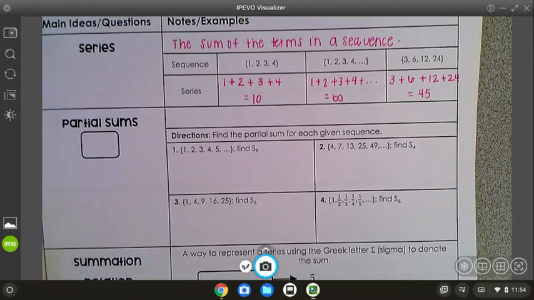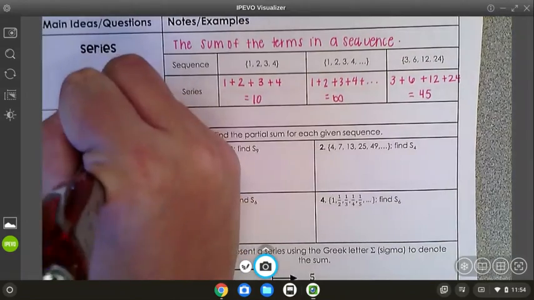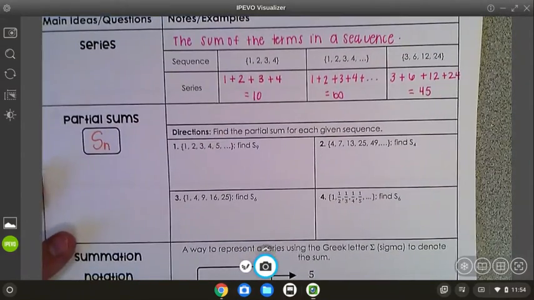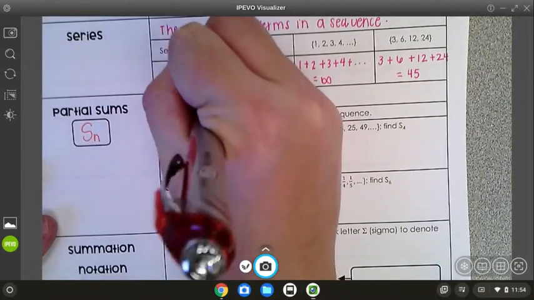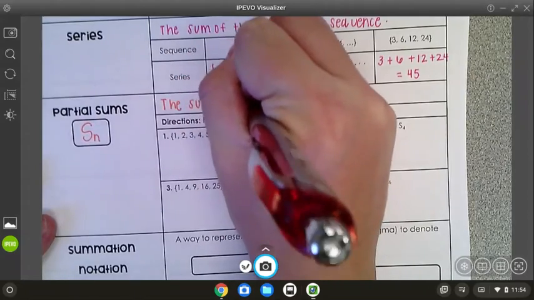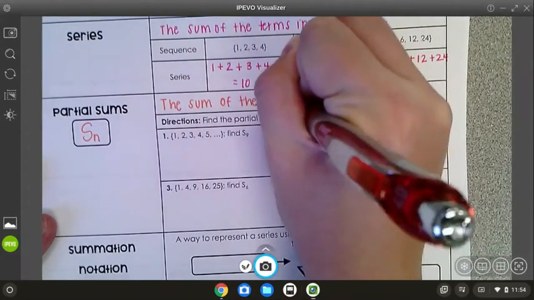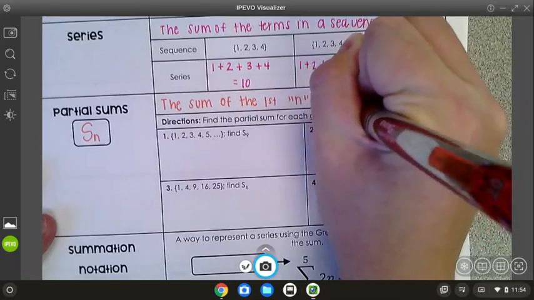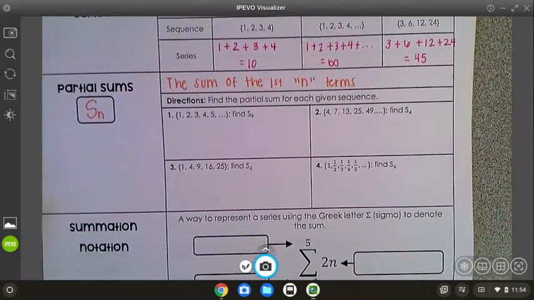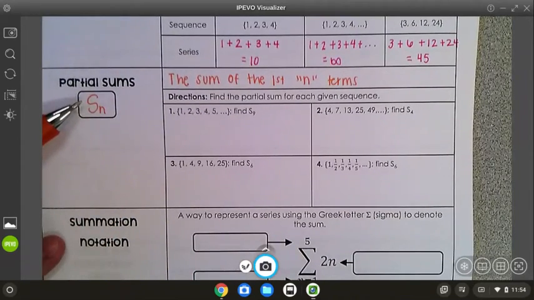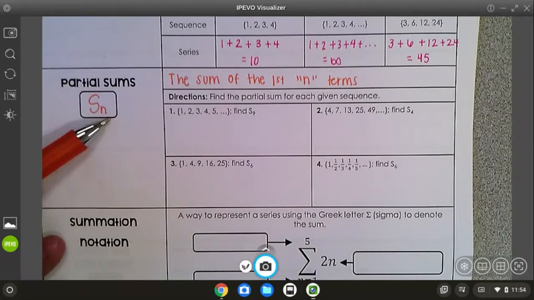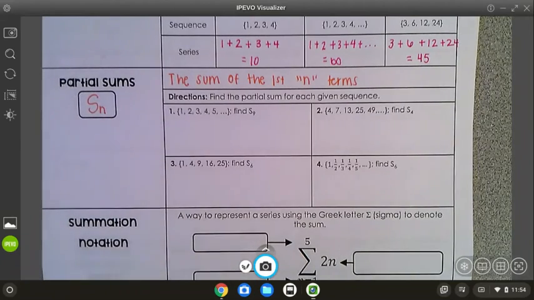So we do what's called partial sums, S sub n. It's the sum of the first n terms. So even if we have a sequence that goes forever, and I say find S sub 5, we know we're only looking at the first 5 numbers. We're not looking at the entire sequence as a whole.